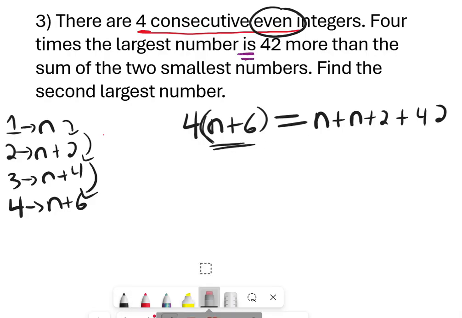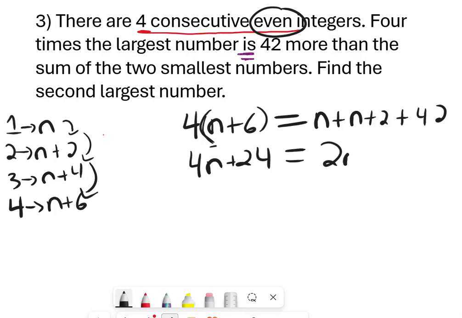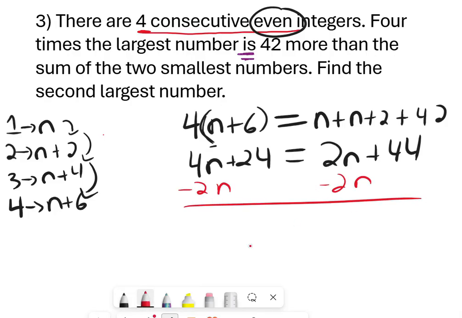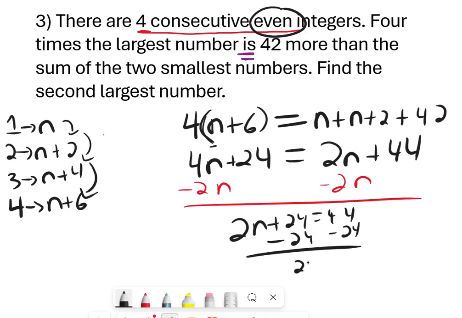There's our equation, and now we have to solve it. I'm going to apply the distributive property on the right-hand side. I'm also going to combine like terms on the right-hand side. Now, I need to gather all of the variables on the same side. I'm going to do that by subtracting 2n from both sides. And we continue to solve. I'm going to subtract 24 from both sides. Get 2n is equal to 20. Divide both sides by 2.